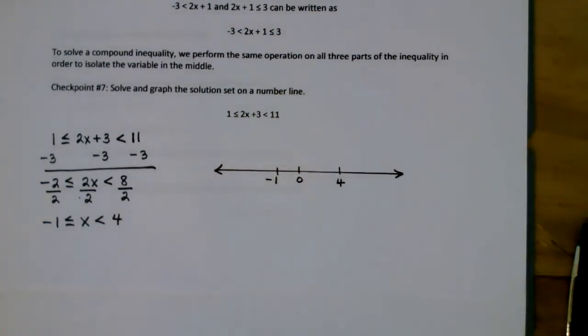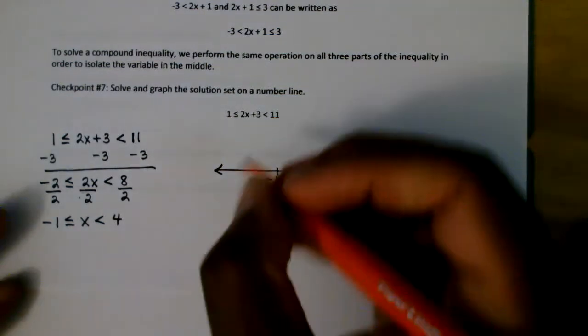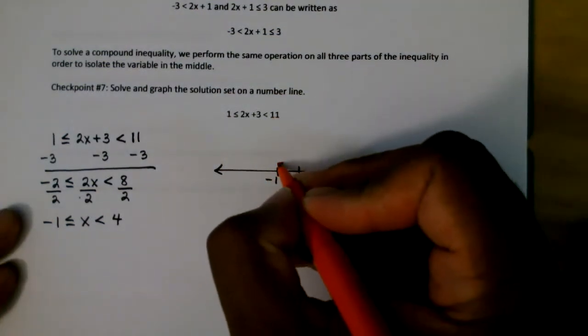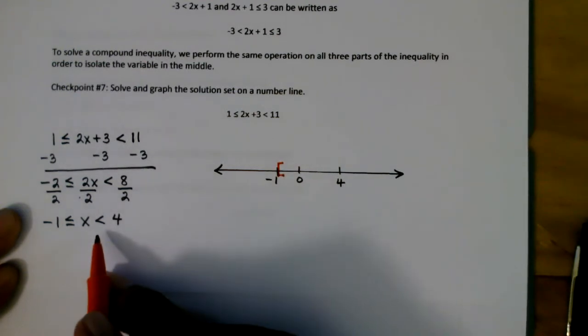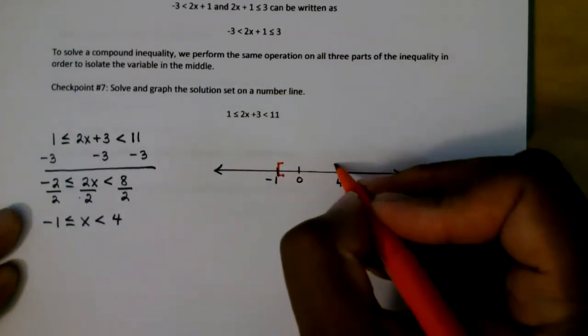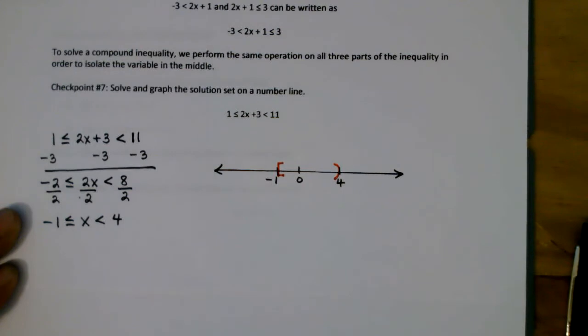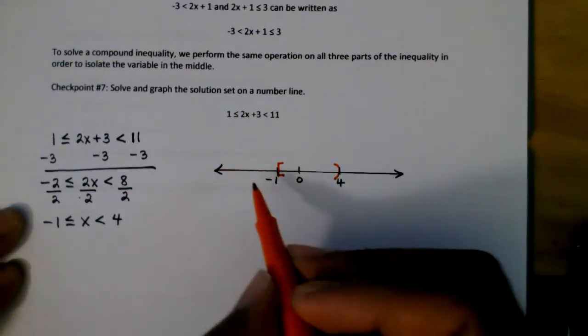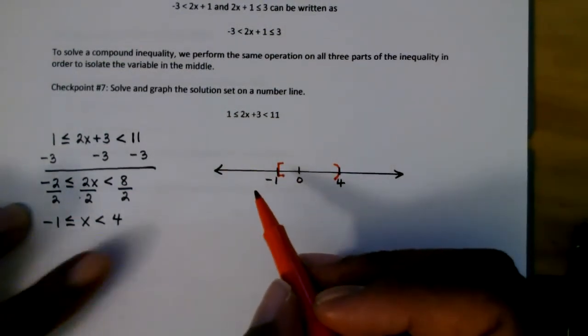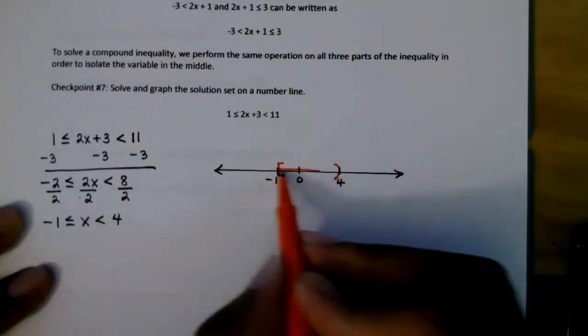Now for the negative 1, it does have less than or equal to, so we need to put a bracket at negative 1. But at 4, it's strictly less than, so we need a right parenthesis at 4. And to indicate that x is in between negative 1 and 4, we'll shade in between those two.